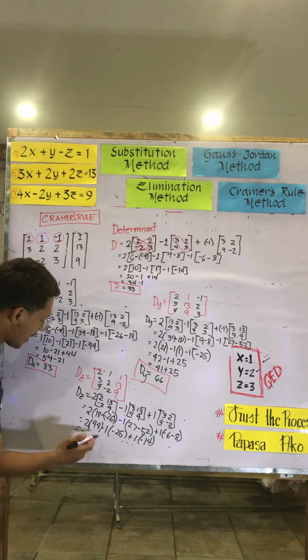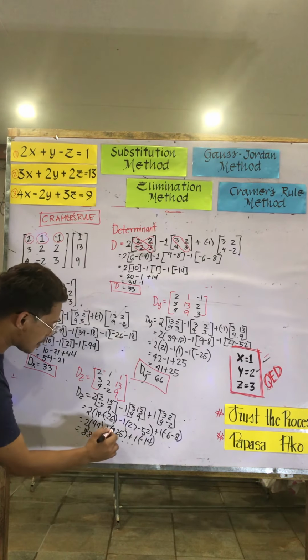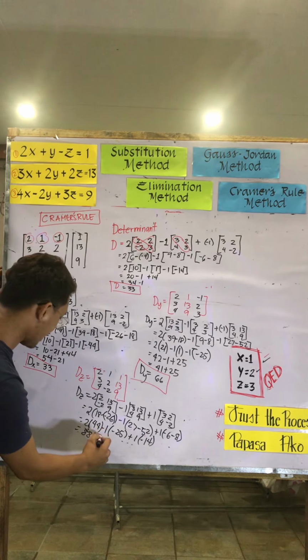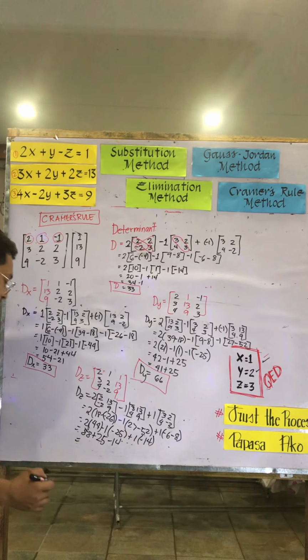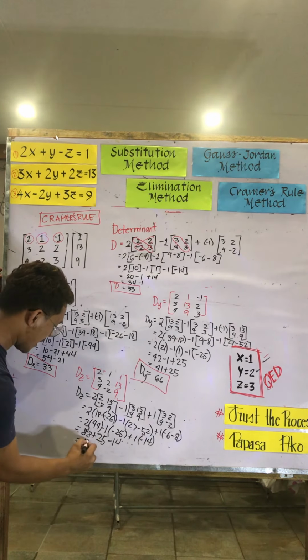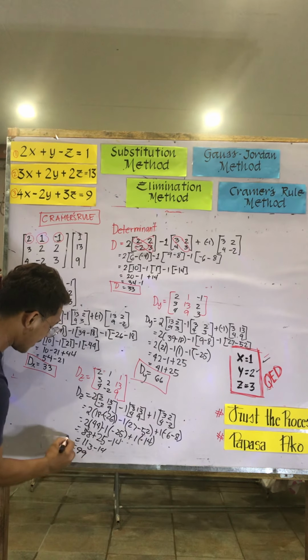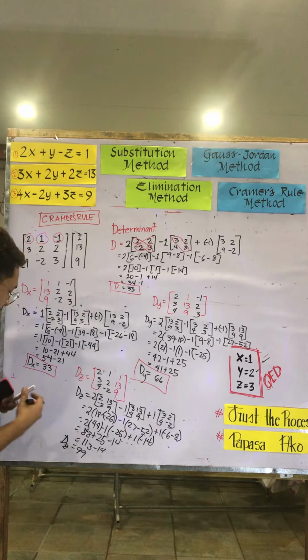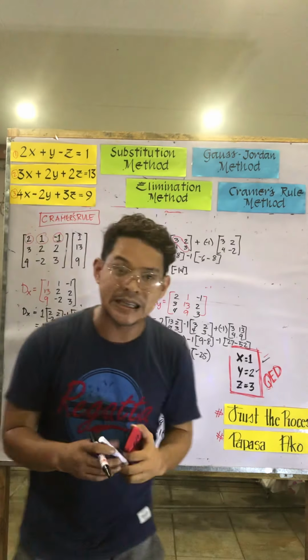Therefore, we have 88 plus 25 minus 14. 88 plus 25, we have 113. 113 minus 14, that will be equal to 99. Sorry for this, okay? Therefore, the value of d sub z is equal to 99.